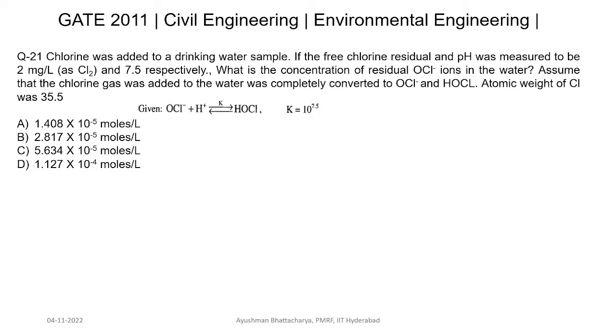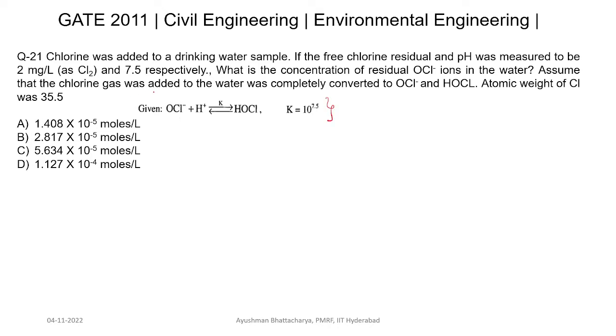Today is question number 21 in GATE year 2011. The question says chlorine was added to a drinking water sample. If the free chlorine residual and the pH were measured to be 2 mg per liter as Cl2 and 7.5 respectively, what is the concentration of residual OCl minus ion in the water? Assume that the chlorine gas added to the water was completely converted to OCl minus and HOCl. Atomic weight of Cl is 35.5, given the reaction. This is the reaction they have given.